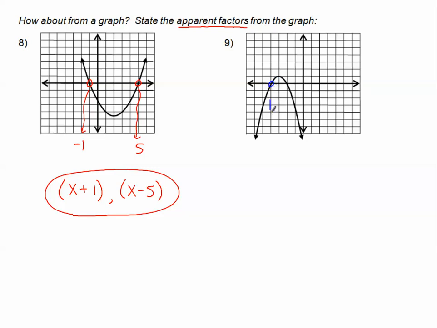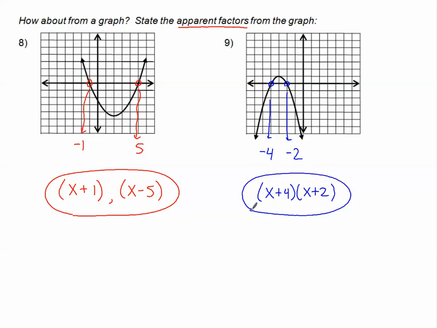This is the value of -4. This is the value of -2. Convert those into factors and you'll have x plus 4 and x plus 2. I'll put them side by side without the comma this time. It doesn't really matter. Just understand that we're not writing the equation of this graph. We're just finding the two factors from these roots.